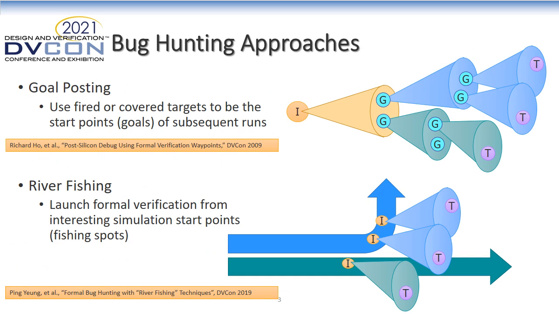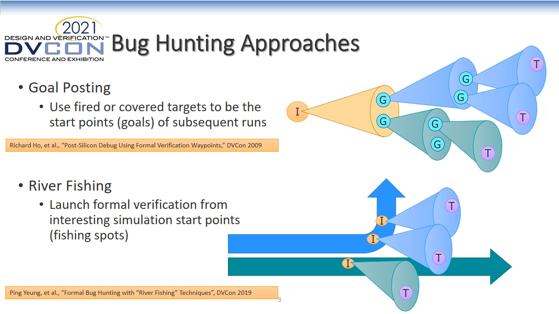Some of the bugs can be very deep inside the design, so multiple methodologies have been proposed in DVCon before to hunt those bugs. One approach is called goal posting. By leveraging cover targets inside the design, we can use those targets as sub-goals and launch subsequent formal runs. By leveraging the sub-goals that have been exercised by formal, we can build on top of each other and subsequently reach the final target or bug.